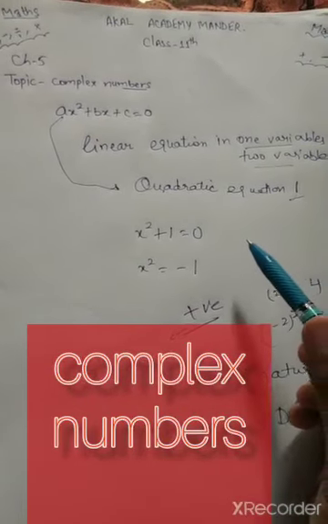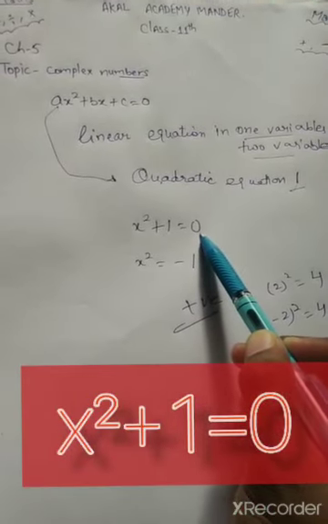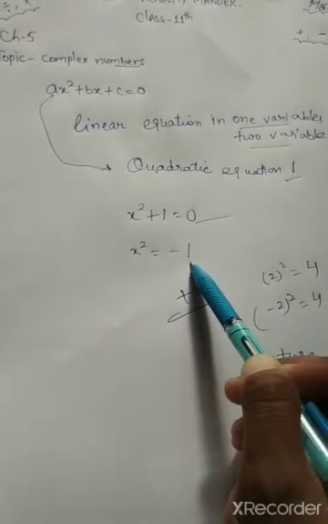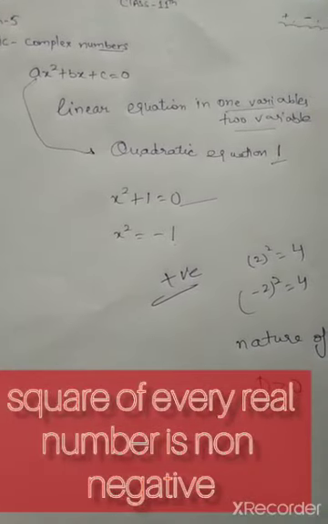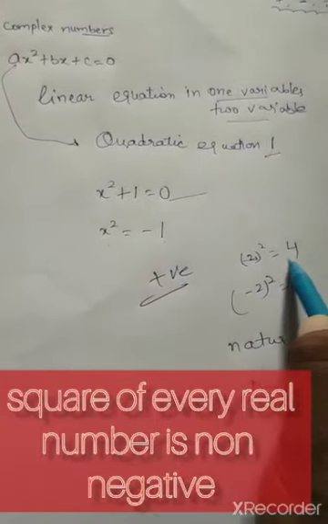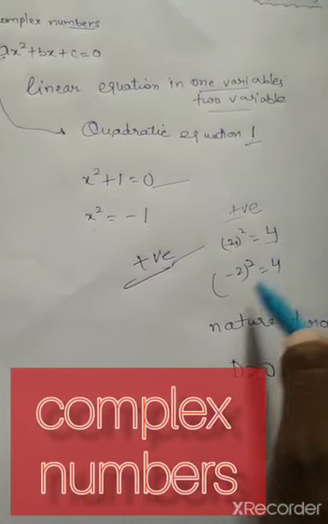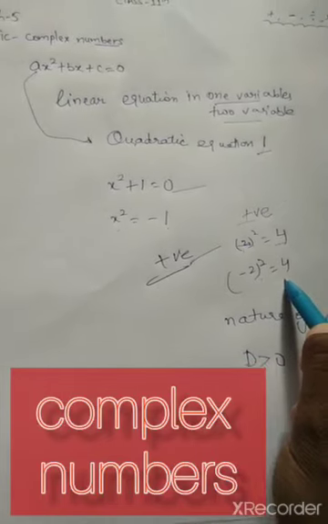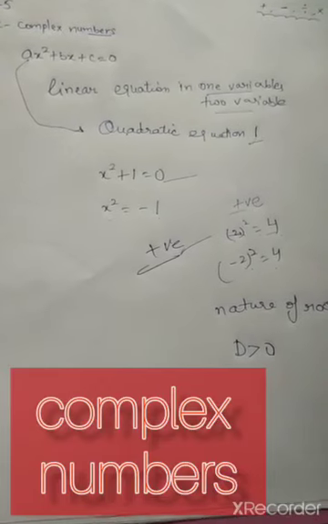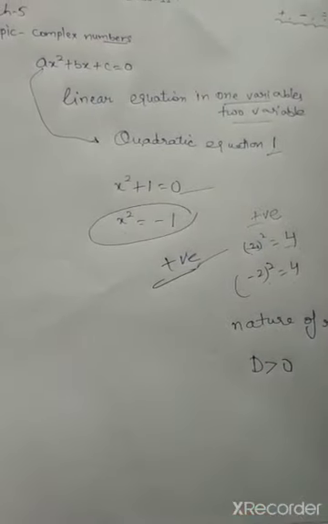Already you have seen that the equation x square plus 1 is equal to 0 has no real solution, because x square equals minus 1. Clear? And we know the square of every real number is non-negative, that means positive. For example, 2 square gives 4, and minus 2 square also equals 4. So we need to extend the real number system to a larger system so that we can find the solution of x square plus 1 equal to 0.